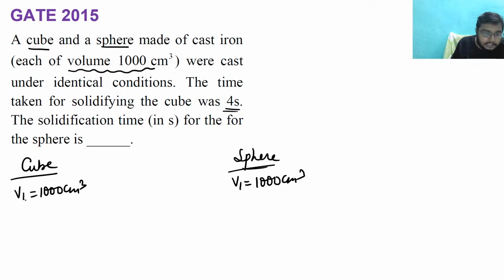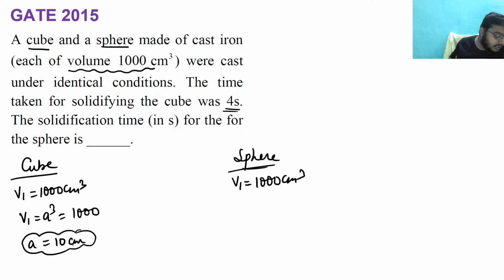Now see, there is a cube. So can I say that V1 is equal to a cube, which is equal to 1000. So from here I can say that my a will be 10 centimeter. Yes, Ashish, your answer is correct. So I will be getting a is equal to 10. Clear.